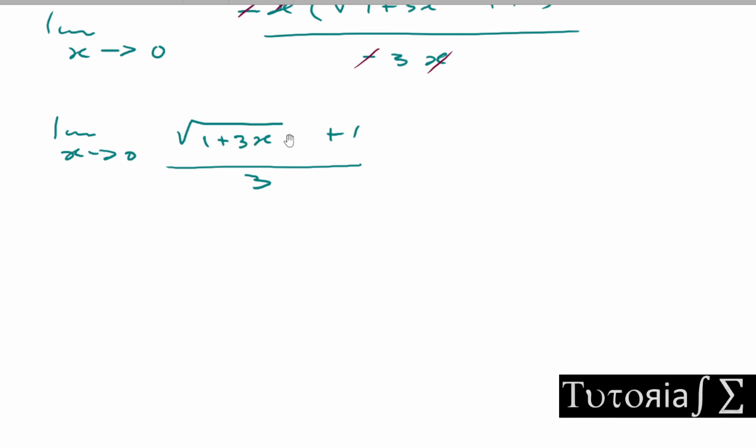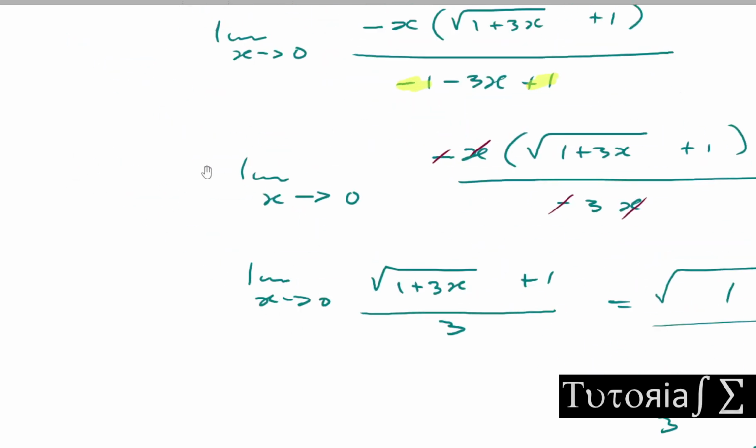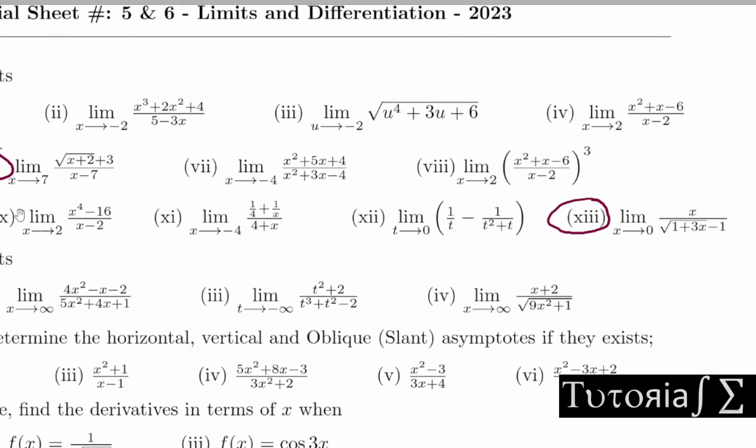So we plug in 0 there. What will remain with is just root of, this will be 1 plus 3 times 0. That will be just 1 plus 1 all over 3, which is just equal to the root of 1 is just 1 plus 1 over 3, which is just 2 over 3 as your final answer. So that is the approach that you're going to take for all those that have radicals separated by a number like that. So you conjugate like that.